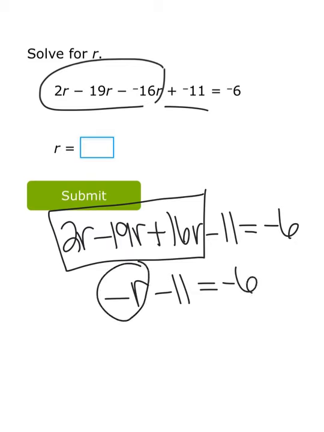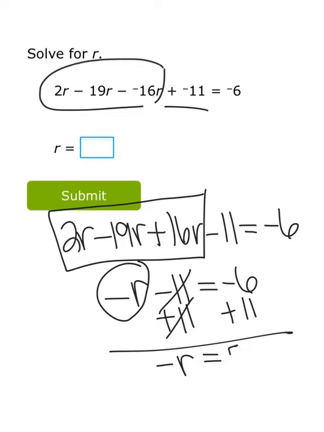So I need to get this r by itself, and I'm subtracting 11 from it. So my first step would be add 11 to each side. And then I would be left with negative r equals 5. But I don't want to know what negative r is. I want to know what positive r equals. So I need to multiply or divide each side by negative 1. Because I know a negative 1 divided by negative 1 would give me a positive 1. So I would just be left with positive r equals negative 5.